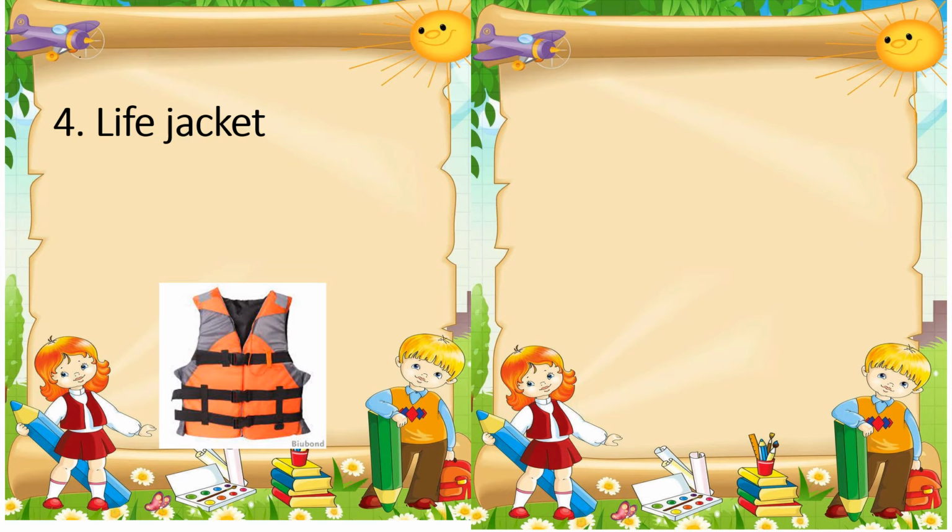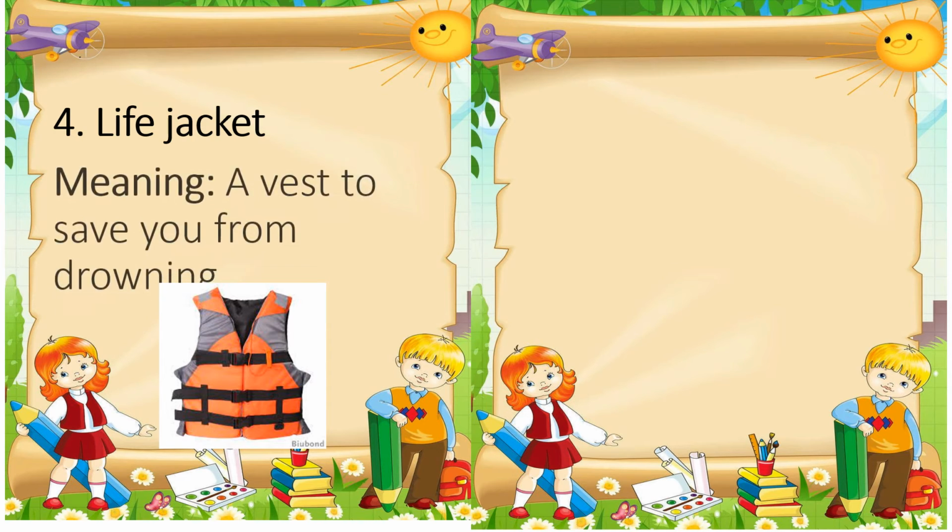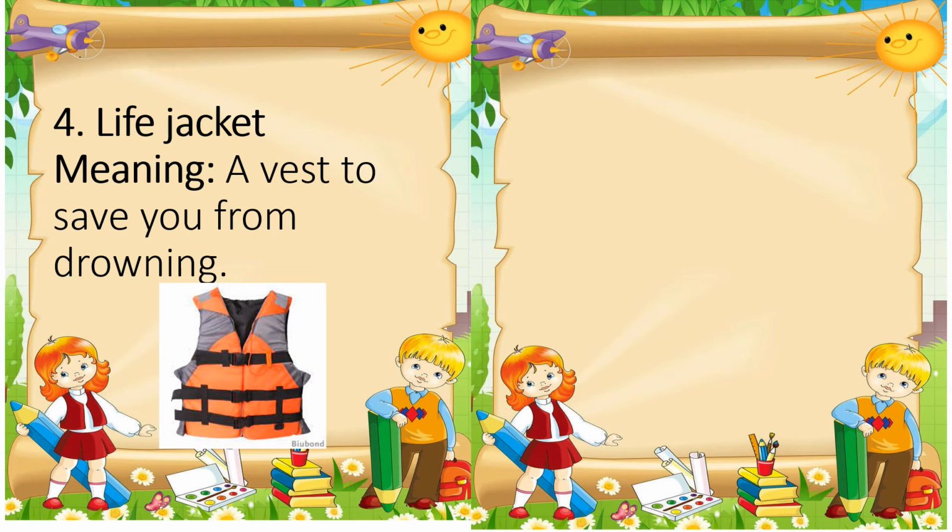Number 4 is life jacket. When you say life jacket, it's a vest. If you're going to ride in a boat, you need to use this one to avoid drowning, for example, if there is a problem. This vest, the life jacket, makes you float on the water so you will not drown. Again, it's a vest to save you from drowning.